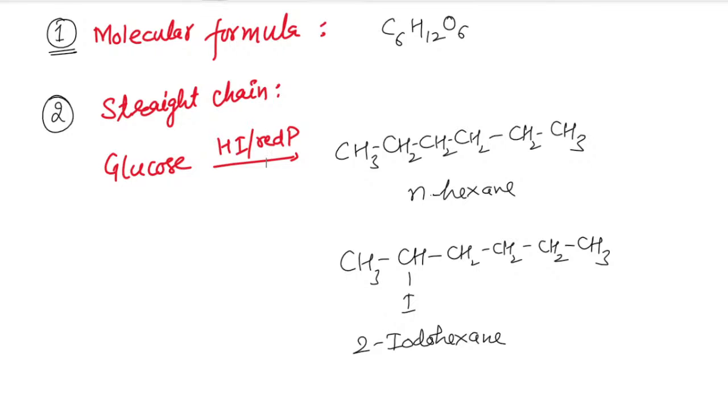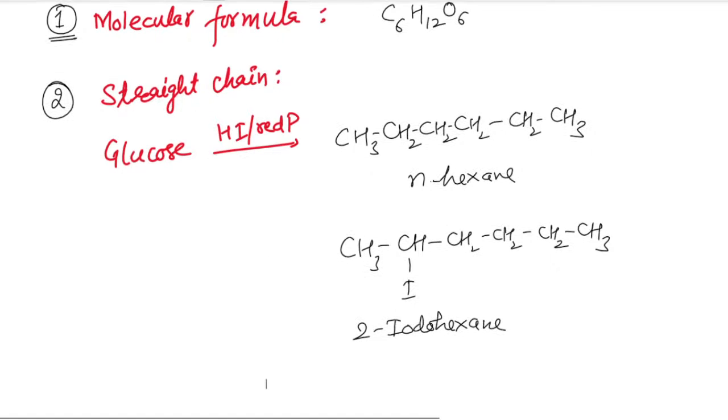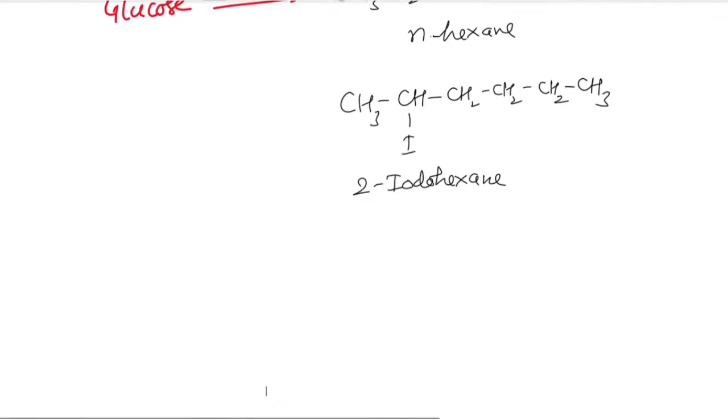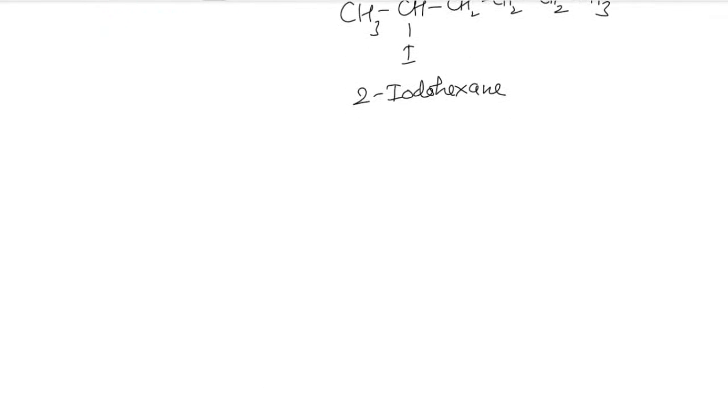Now the third one. First see, we have proved that it has 6 carbons, that is clear from the molecular formula. Then all the 6 carbons are in the straight chain, that is proved by the second one. Okay. Now third, presence of an aldehyde group.